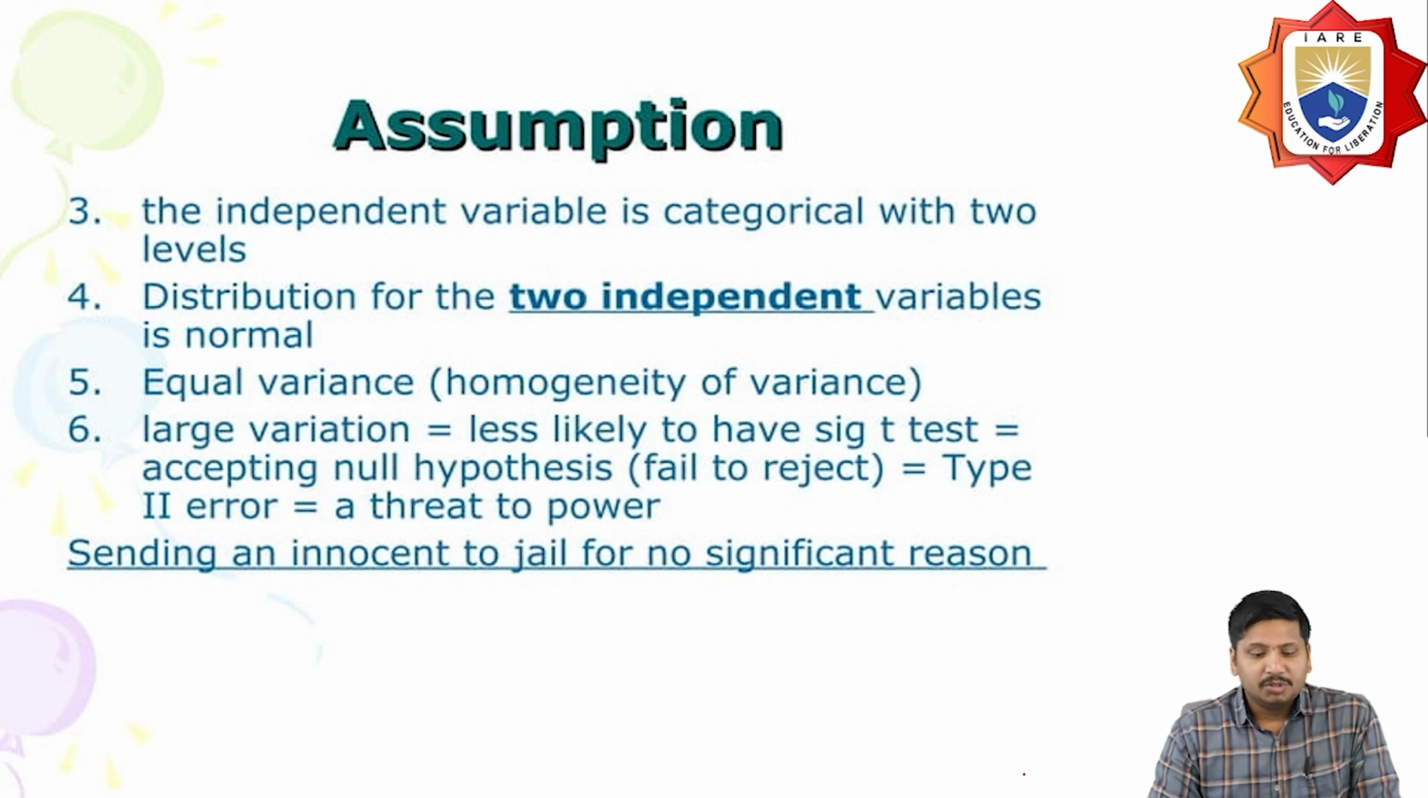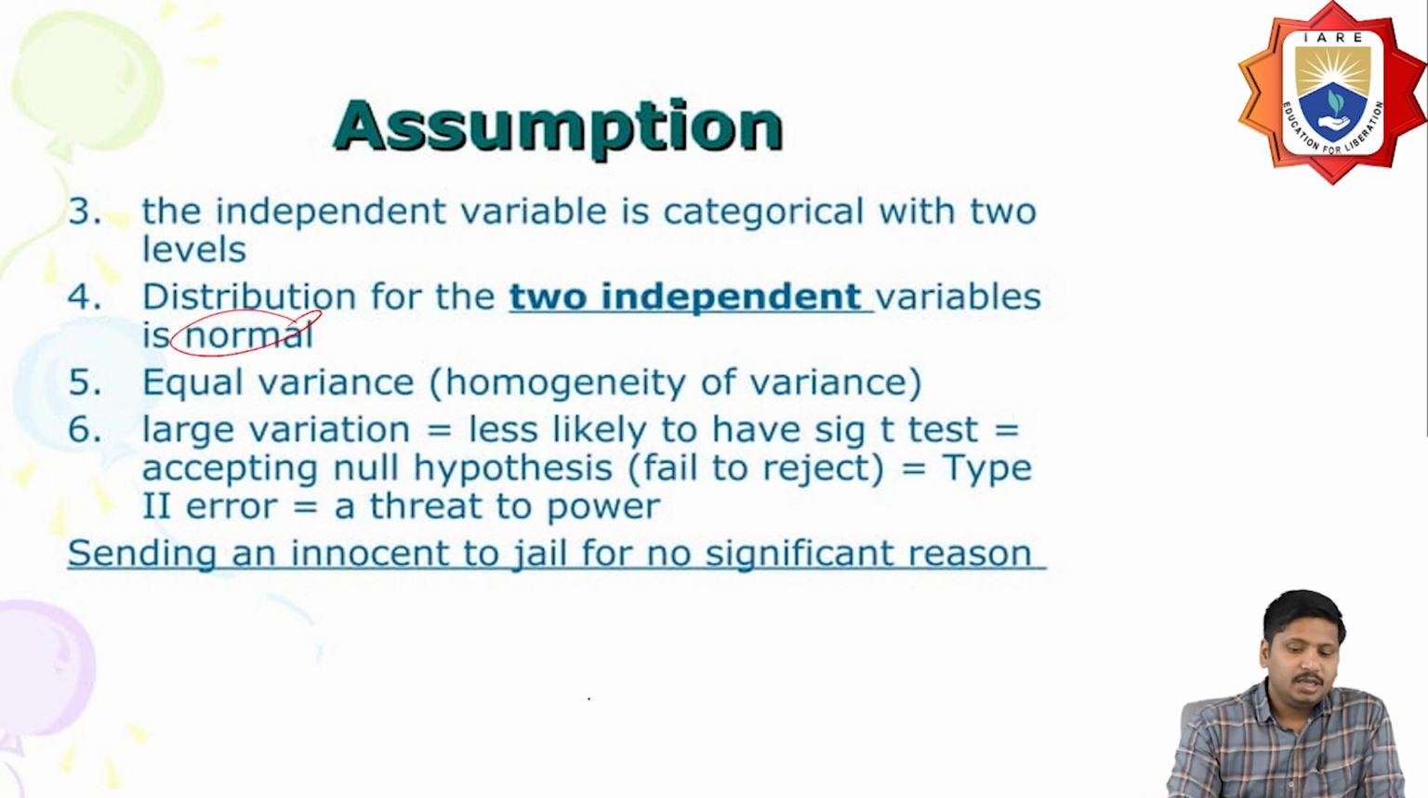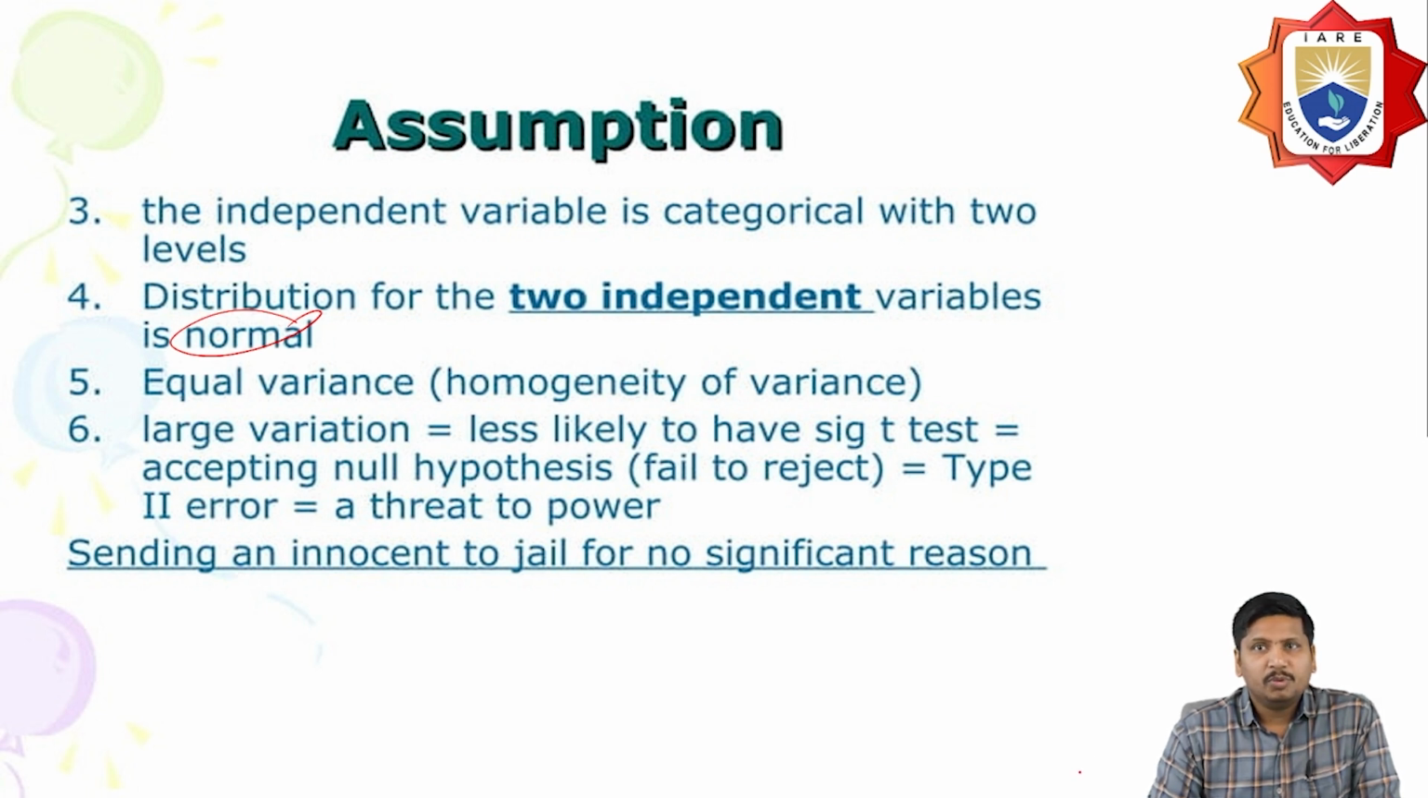Some other assumptions: the independent variable is categorical with two levels, and the distribution for the two groups should be normal, with equal variance, that is, homogeneity of variance. Larger variance means it is less likely to have a significant t-test, which leads to failure to reject the null hypothesis, and type 2 errors are a threat to the power obtained.